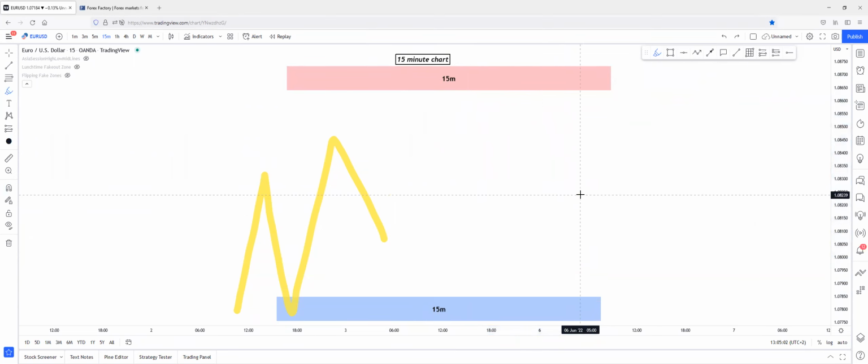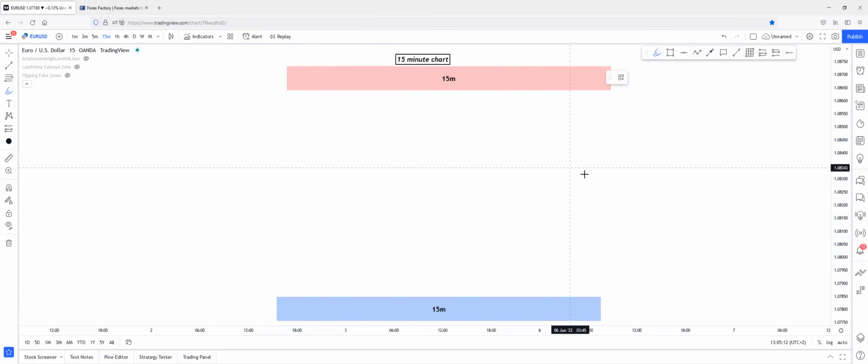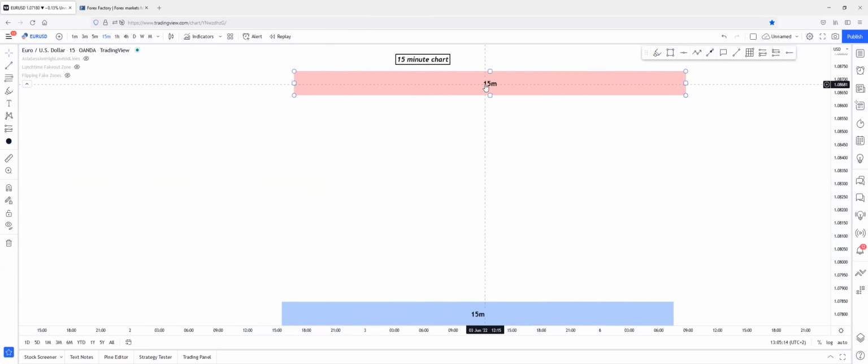These are the most common scenarios for the 15-minute zone trades, but there are more scenarios you can take. And once again, I'd like to ask your opinion about what you think could be the next possible scenario between these 15-minute zones.